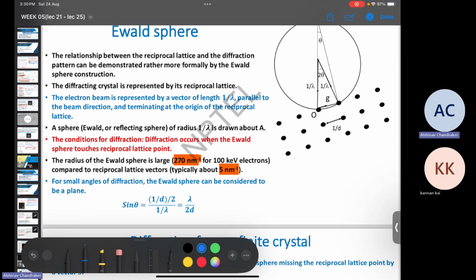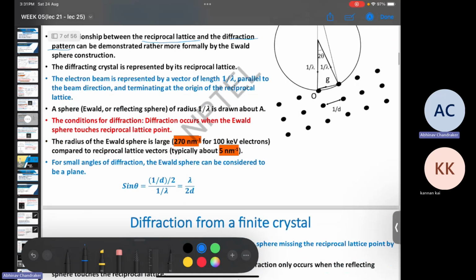So this establishes a relationship between the reciprocal lattice and the diffraction pattern. Here the diffracting crystal is represented by its reciprocal lattice, and the new thing here is that the incoming electron beam is represented by a vector of length 1 by lambda parallel to the beam direction, and this terminates at the origin of the reciprocal lattice.